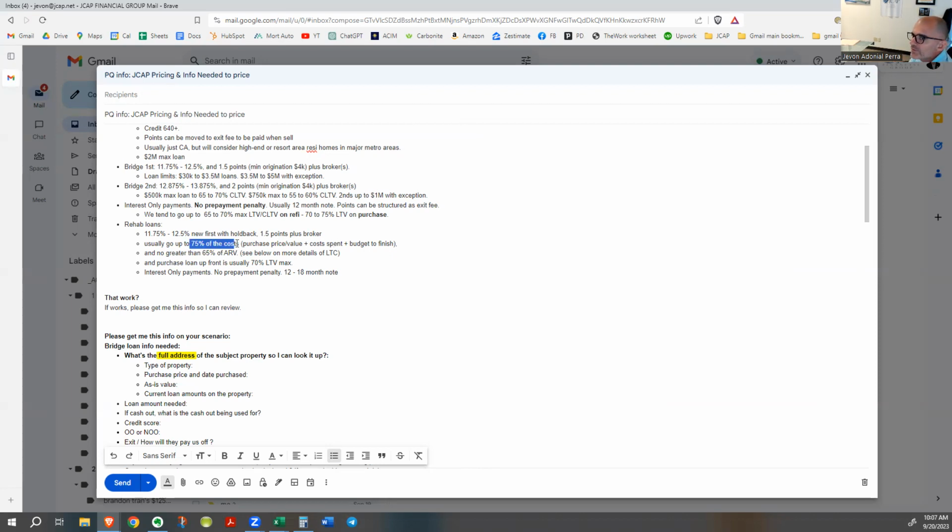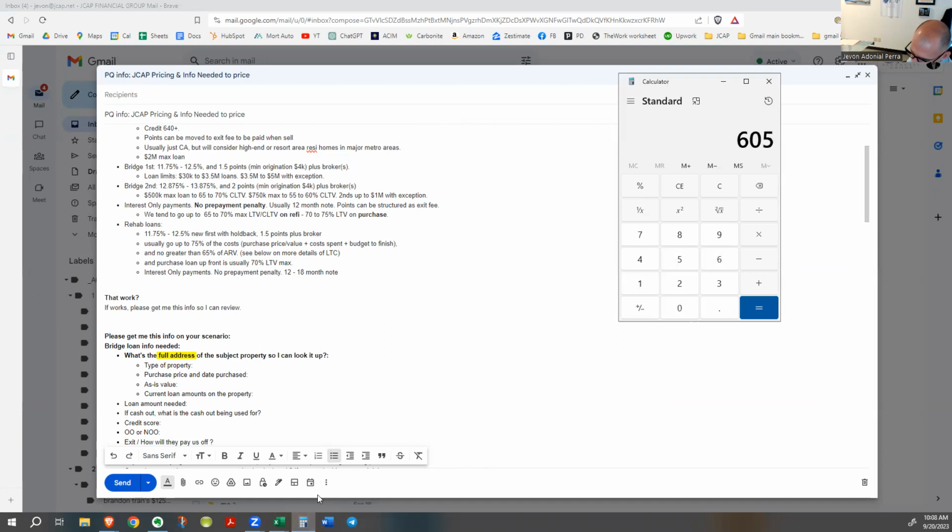If I were to do 75% of costs, it would be 605,000 times 75%. And let's see, 605 times 75. So that would be a max loan that I would give them, probably a 450. And then a portion of that goes to the purchase, but whatever's left over, they need to come out of pocket because that $100,000 construction holdback has to be whole. So I need that whole 100,000. So whatever we're not willing to lend, they have to come out of pocket. And so that's how that works out.